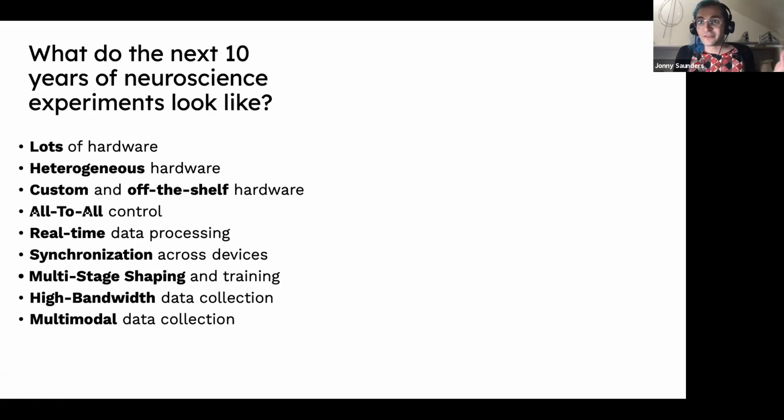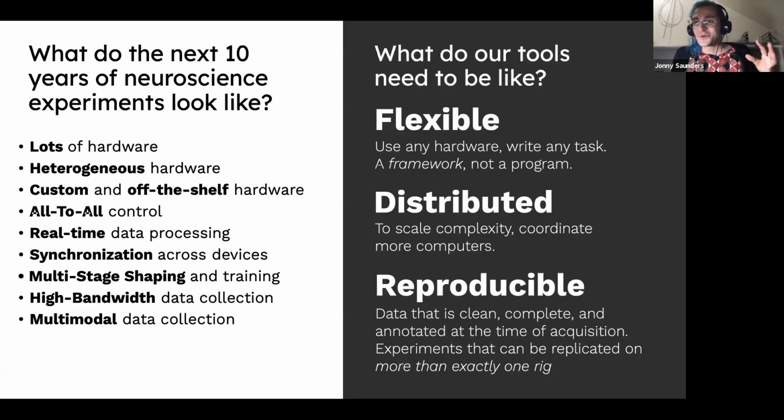So what does that mean for the tools that we need? We need them to be flexible. First of all, we need to be able to use any hardware that we have and write any task that we need. So what we need is a framework rather than a program. We need a set of tools that we can build experiments with, rather than something limited, off the shelf, intended to do X things. So we need to separate the tools from their implementation as software.